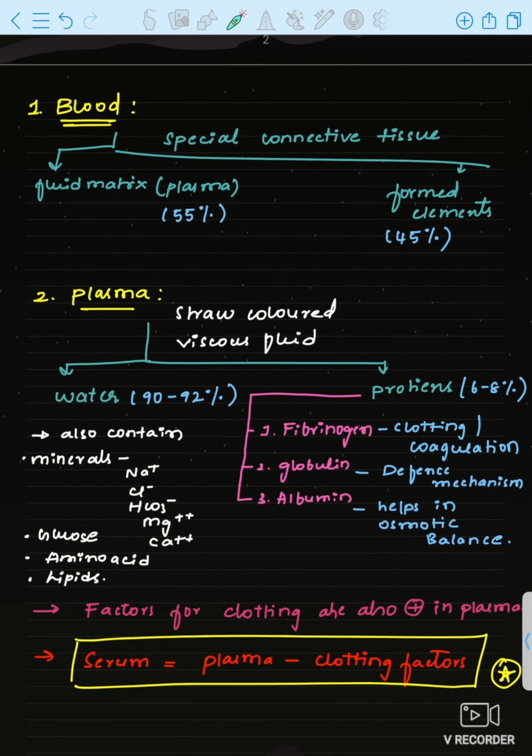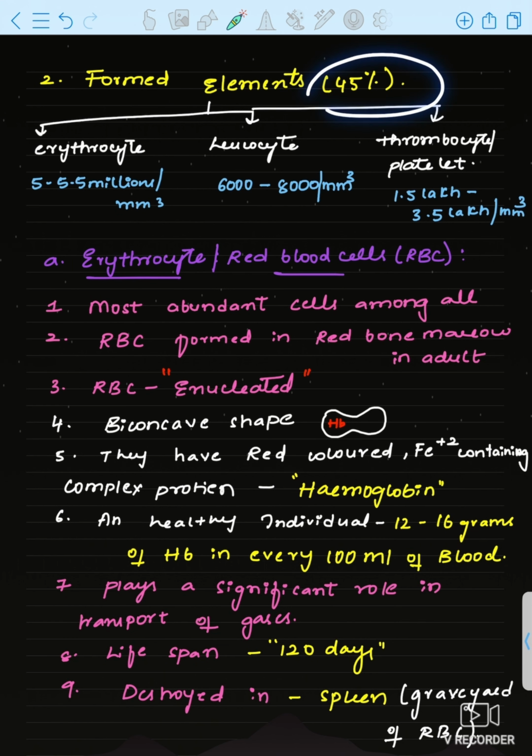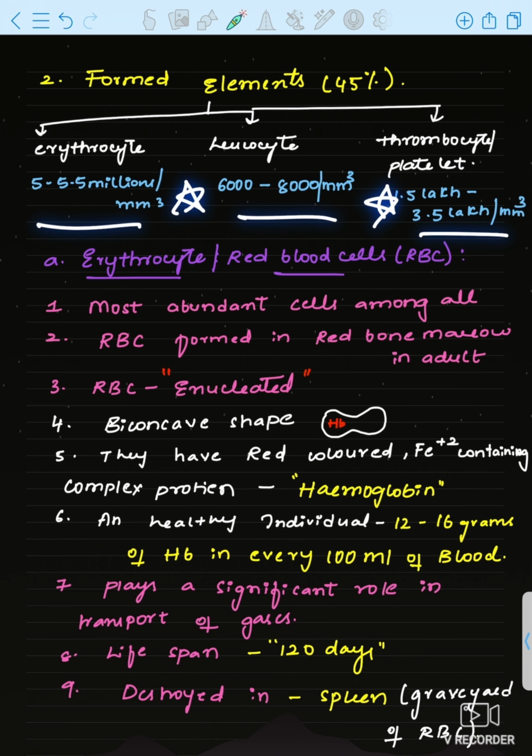Now let us discuss the other 45% of the blood, that is formed elements. Formed elements constitute 45% of the blood. What does it contain? Erythrocytes, which means red blood cells, leukocytes, which means WBC, white blood cells, and thrombocytes, which means platelets.